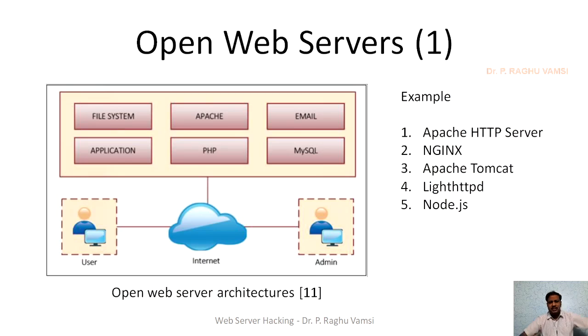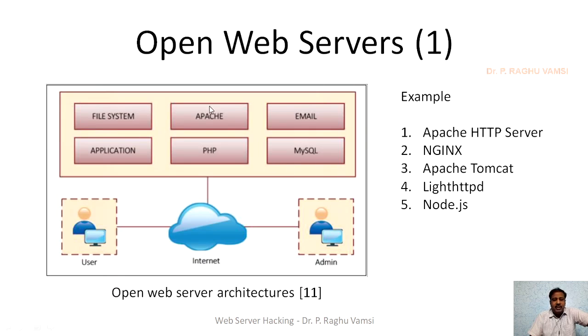The open web server architecture will be like this. These are very simple architectures. There will be a user and admin, and the internet, and the web server architecture. Whatever web server they develop will have a file system facility and an application facility, the core Apache server facility, and facilities for running PHP, MySQL, and email. SMTP is also part of the open web servers, so they provide mail services also. The mail services have a separate database for how the mails are stored, which is taken care of by the file system.